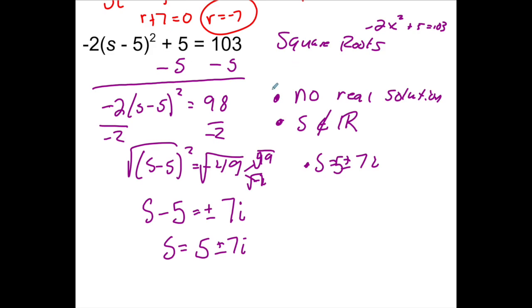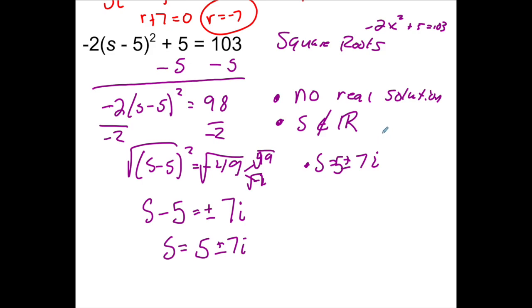So in this case, again, if you say no real solution because we're still in course 1 honors, 100% correct. If you say s is not a member of the real numbers, 100% correct. If you want to solve with complex numbers and say s is 5 plus or minus 7i, mathematically 100% correct, I would take that as well.